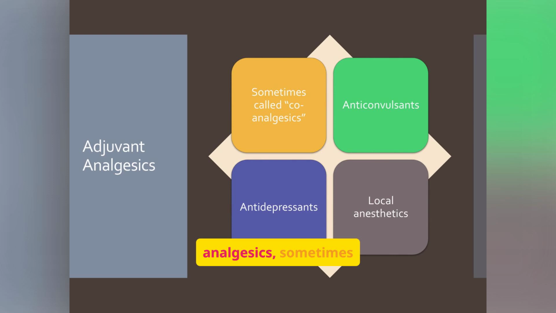Adjuvant analgesics, sometimes called co-analgesics, include anticonvulsants, antidepressants, and local anesthetics. They can enhance pain relief and address specific pain mechanisms. These are especially helpful in neuropathic pain, where traditional opioids may fall short. They also allow lower opioid doses, reducing side effects.